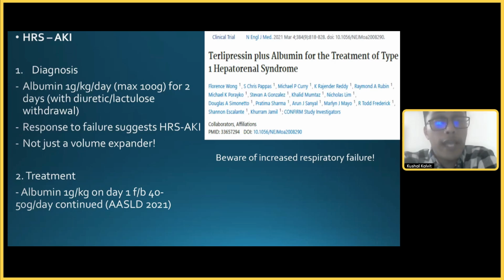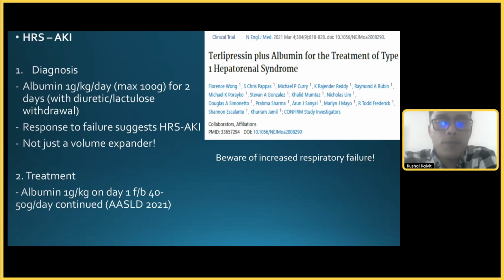And for diagnosing hepatorenal syndrome, the first prerogative was that it is related to hypovolemia. So half of the cases were hypovolemic. So it was always advised to stop the laxatives, stop the diuretics, and infuse albumin 1 gram per kg per day for 2 days, and then look at the creatinine response.